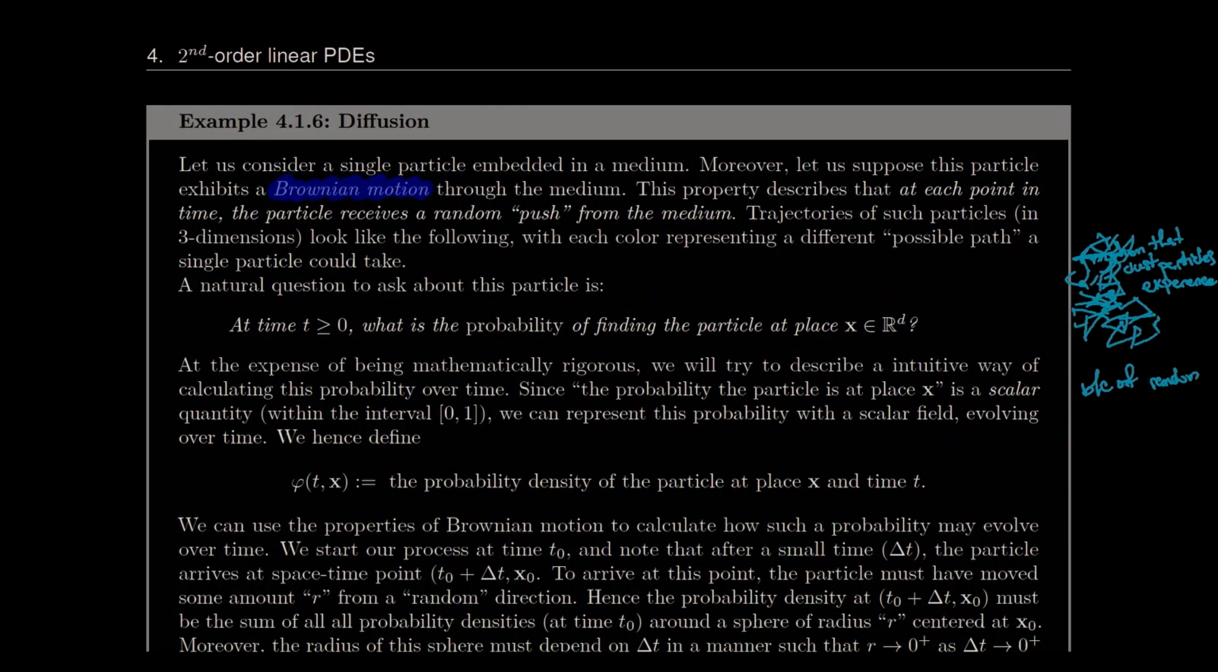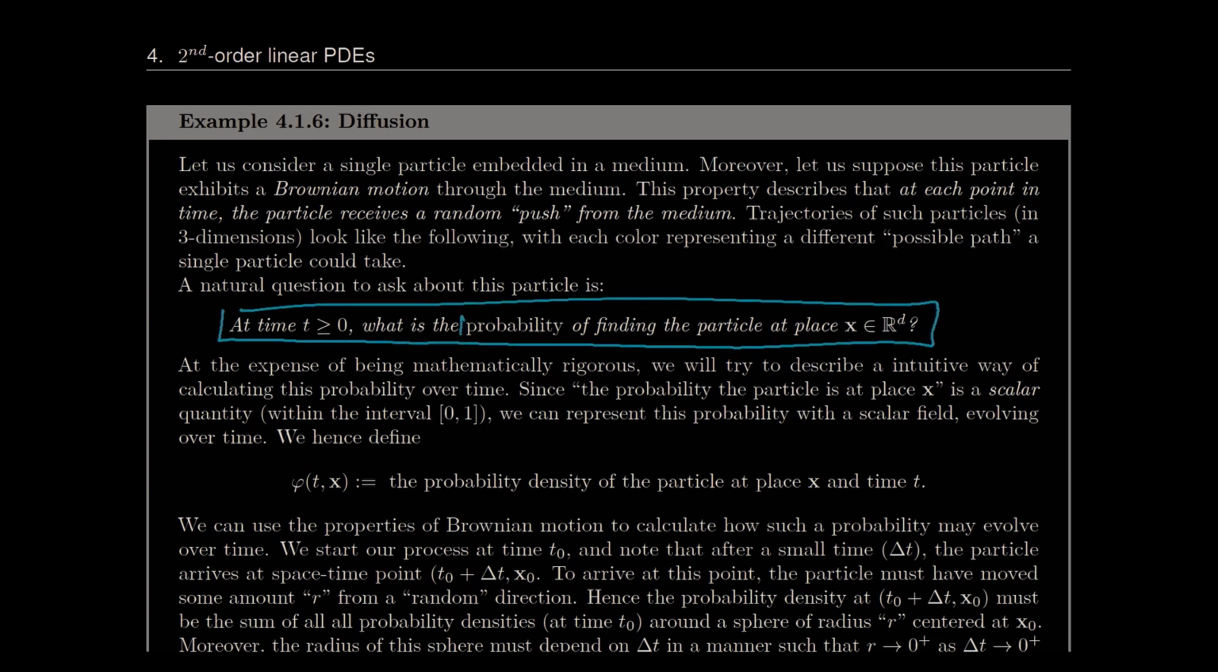random collisions with gas molecules. They impart enough energy on the particle to send it in any specific direction every time it runs into the particles. So you get this very erratic motion, and it's basically randomly pushed at any given point in time in a random direction. So we're going to see if we can model the behavior of the probability. This is what we're going to look at. At time t greater than 0, what is the probability of finding the particle at place x?